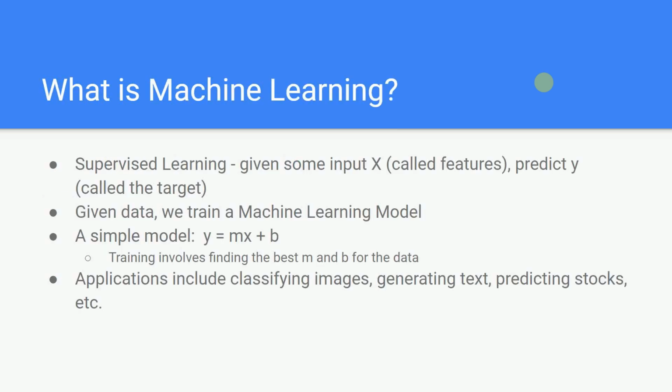Great. So let's get started. What is machine learning? Today we're going to talk about a specific kind of machine learning called supervised learning. Basically, this is where you take some input X, which I'll commonly refer to as features throughout this workshop, and we're going to predict Y. We're going to call that the target. The idea is you have a lot of data where you have both X and Y, and you're going to train something called a machine learning model to understand the relationship between X and Y. A very simple example is linear regression, Y equals mx plus b.